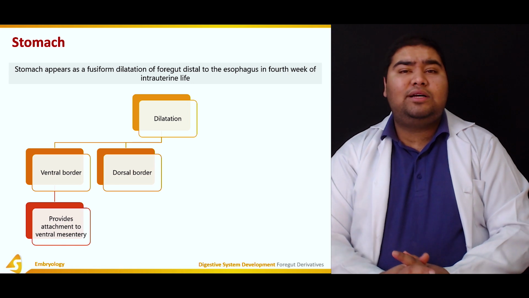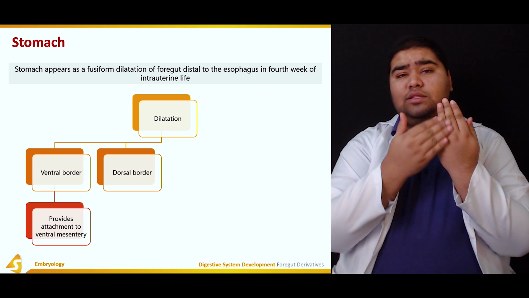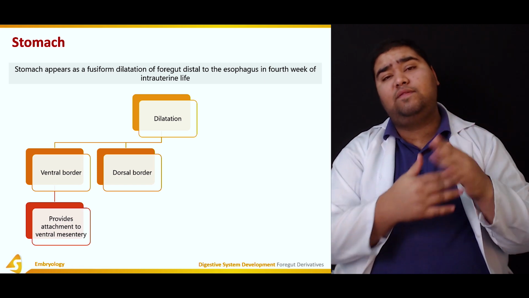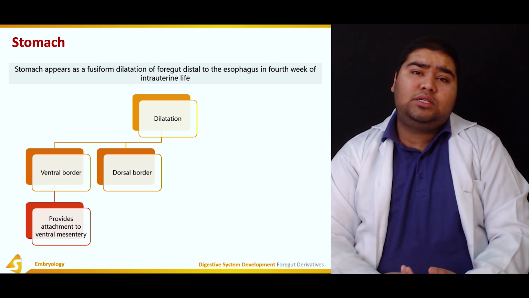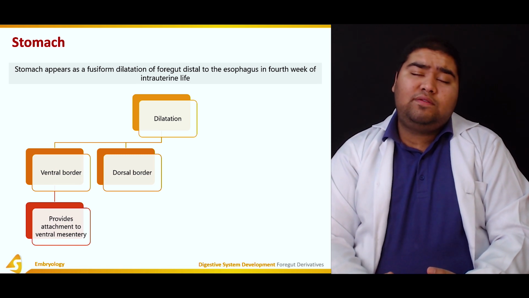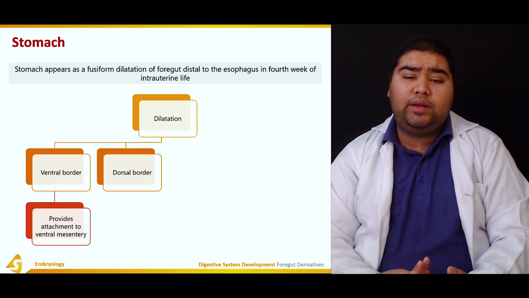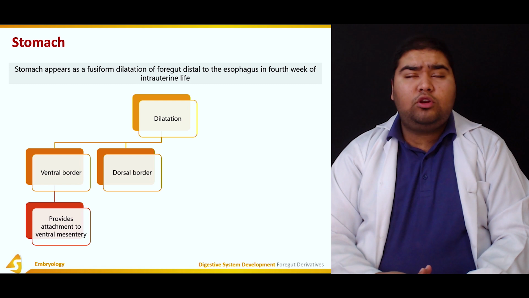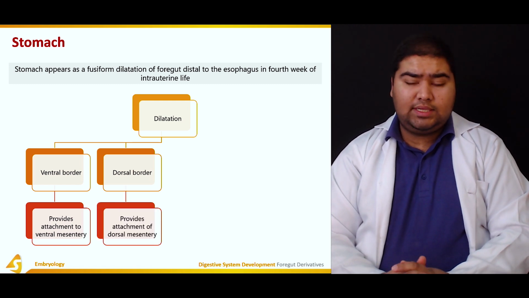Then it also has a dorsal border. So for the sake of understanding again, this is the dorsal surface, this is the ventral surface. Dorsal surface lies towards the back, that is towards the vertebral column, and the ventral surface lies in the front, that is towards the anterior abdominal wall. So the dorsal border of this dilatation gives attachment to the dorsal mesentery.